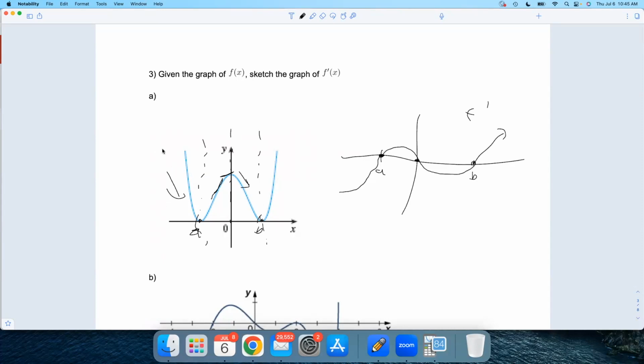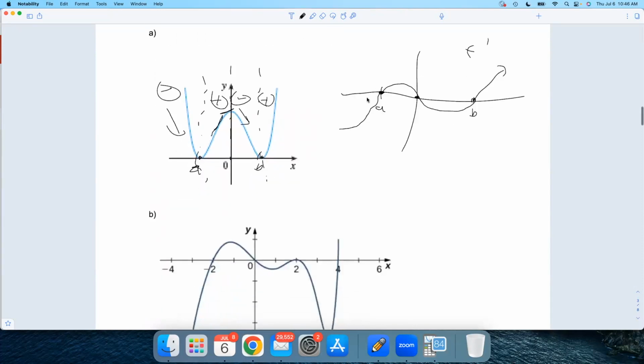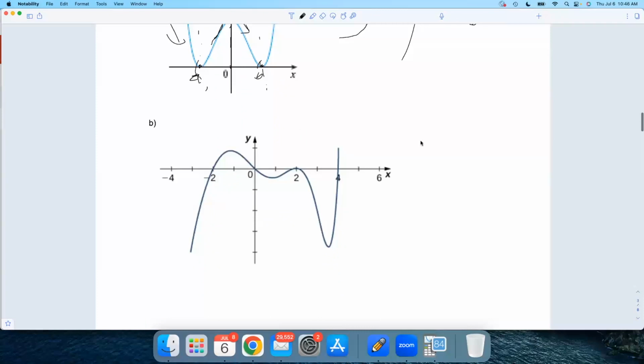So decreasing, negative derivative; increasing, positive; decreasing, negative; increasing function, positive derivative. Negative, positive, negative, positive. And of course, it's continuous and nice and smooth. If your function is smooth, your derivative is going to be nice and smooth. Okay, same kind of game over here.